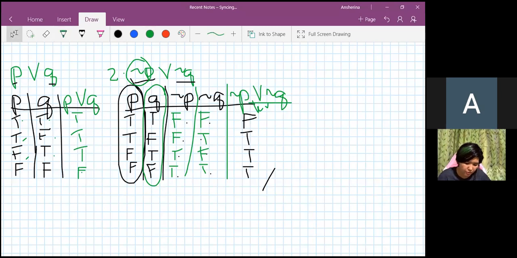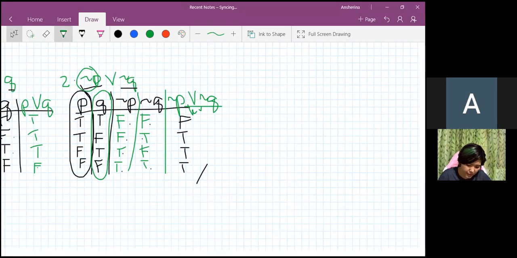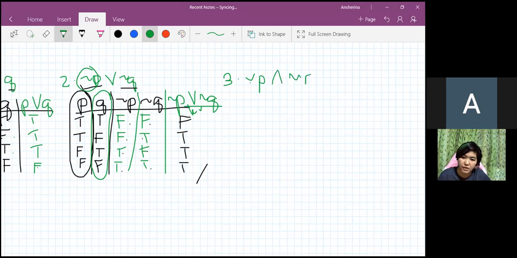Let's try number 3 here. Number 3 is not P and not R. Yung iba nilito naman, paano ko pagka R? Pinalitan ko lang yung letter. Okay? So it should be the same classes pa din.